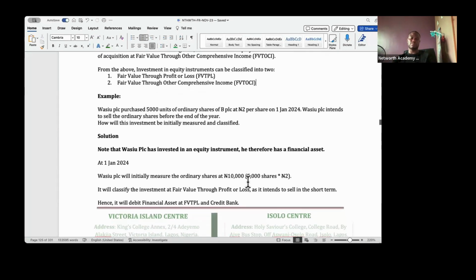So looking at an example, a company called Wasu PLC purchased 5,000 units of ordinary shares of B PLC at 2 naira on 1st of January 2024. And we're told that Wasu intends to sell the ordinary shares at the end of the year. I ask, how will this investment be initially measured and classified? Initially, Wasu would measure it at 10,000 naira, which is the transaction price. That is 5,000 multiplied by 2 naira.